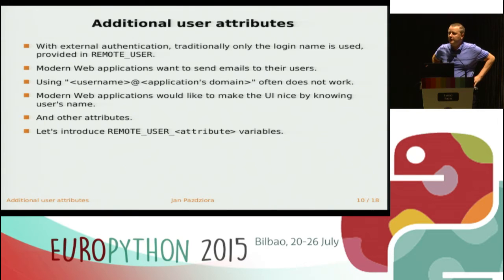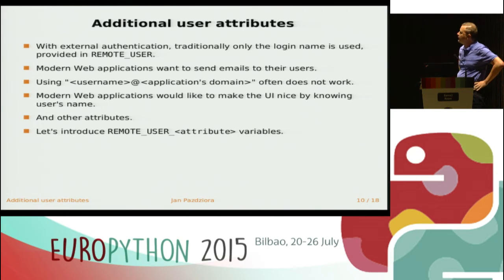Now, if you have a modern application, that username, that login, is not enough. Applications want to send notifications to their users, so they need some reasonable email address. Applications want to show welcome David when David logs in and welcome Bob when Bob logs in. So they want some additional attributes about the user.